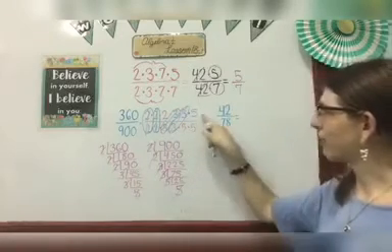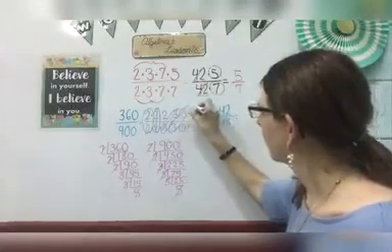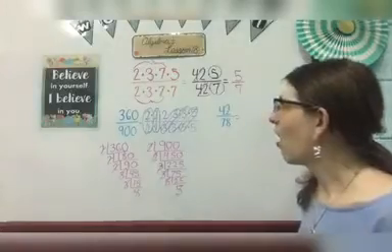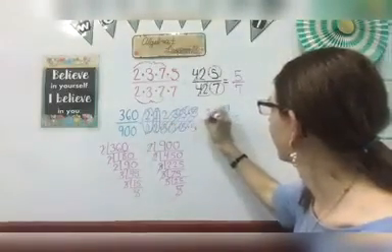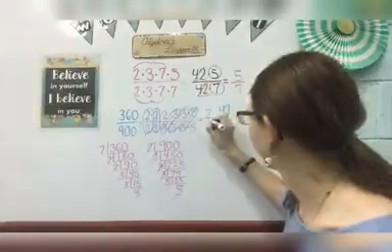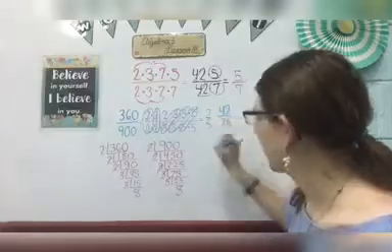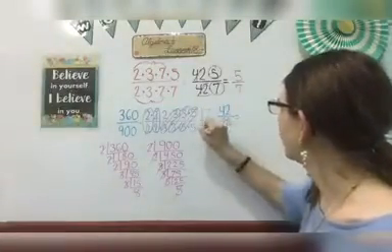Now I come over to my 5 up here. I have a 5 down here, so I'll cancel that. All I'm left with here is a 2, and all I'm left with here is a 5. So my final answer is 2/5.